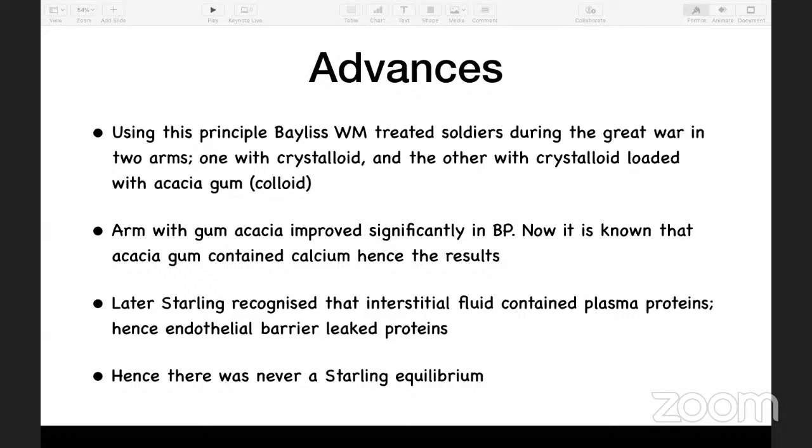Also, Starling later went on to do further work and realized that the interstitium actually contained plasma proteins, which we now know is because the glycocalyx has some gaps through which the plasma proteins leak. And so there was no Starling equilibrium as it had first been said.